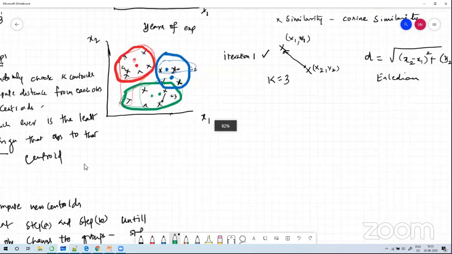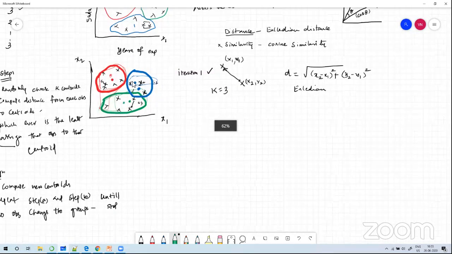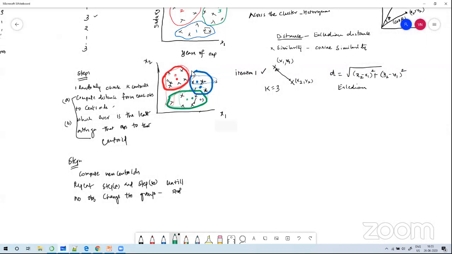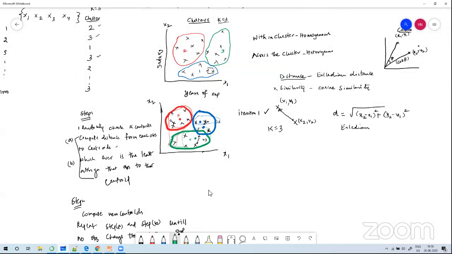Step 1, start randomly with some k centroids, compute the distance from each centroid to each of these observations, assign the observation to the centroid which has the least distance. Step 1 is done. Remove the centroids, compute the new centroids, and repeat this until your centroids are not going to move. That means no observation changes from one group to another group. That's when your clustering algorithm has learned and finally stops. And that is what probably would result in something like this.